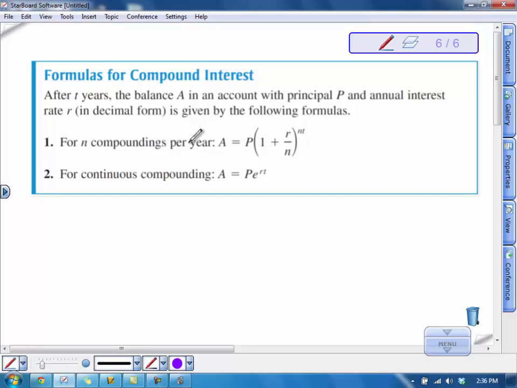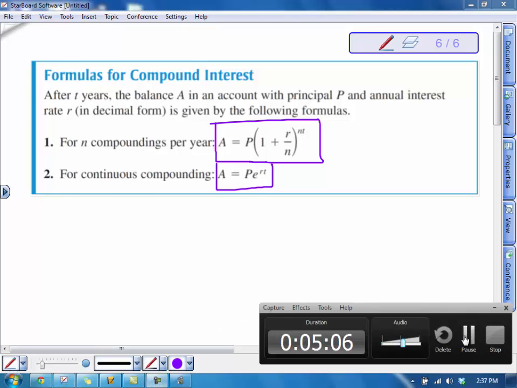This is our interest formula for n compoundings per year, our finance formula, and this is what we'll use. We're going to use this one if we calculate continuously. Okay, those will be on your formula sheet. Let's try an example problem.